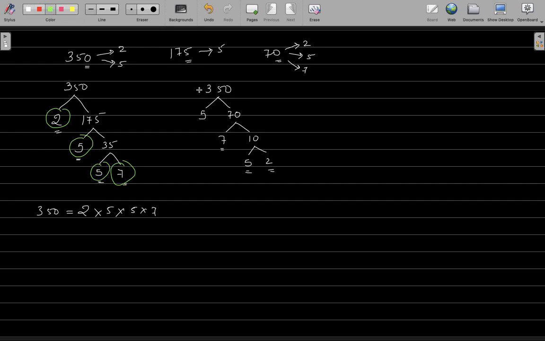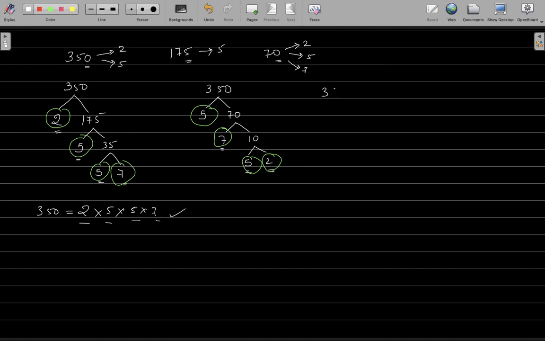So what have you got? You have got the prime factors again as 5, 7, 5 and 2. So you are able to write 350 as 5 times 7 times 5 times 2, which is the same thing again. Now for 70, I know that it is divisible by 2, 5, 7. I have started with 7.